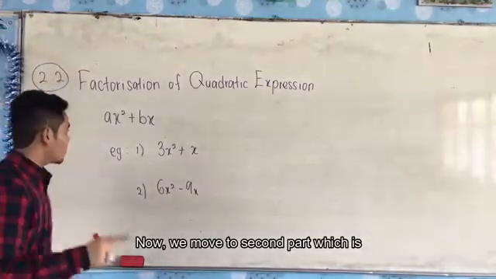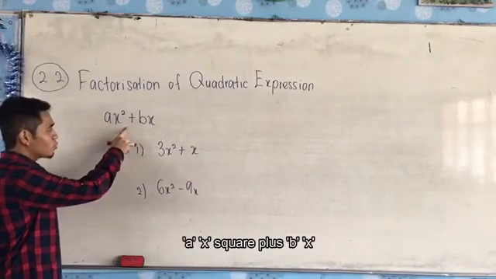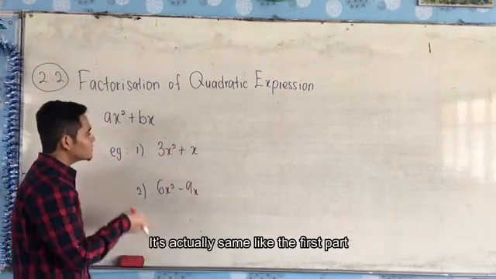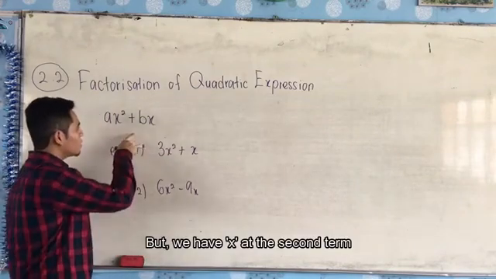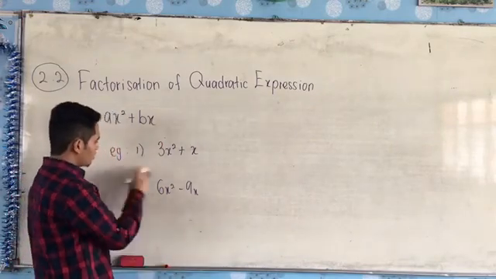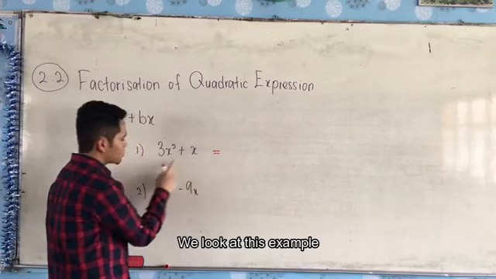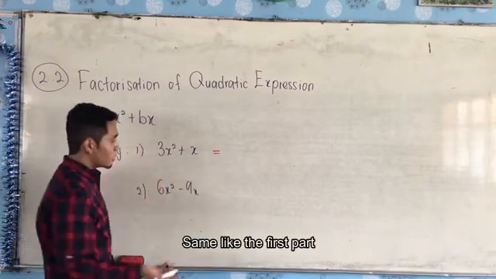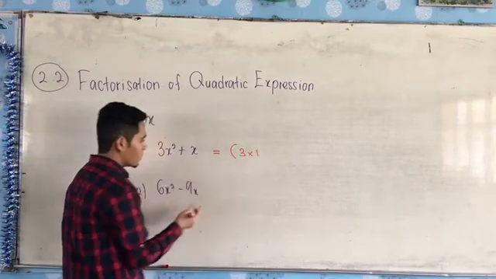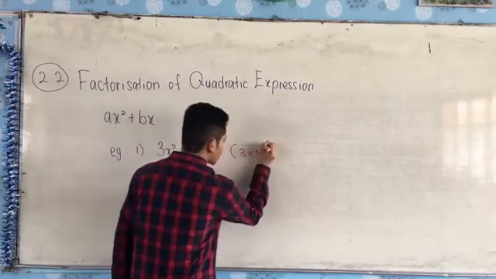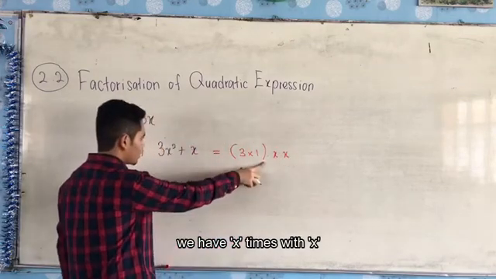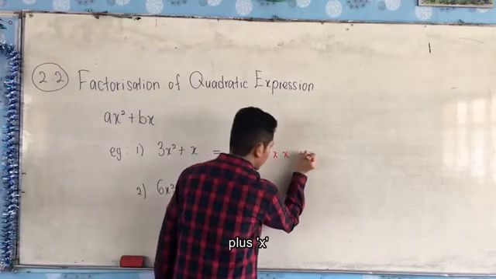Now we move to the second part, which is ax squared plus bx. What we need to do is actually the same as the first part, but we have x at the second term. So we look at this example. Same as the first part, we list down the factors. Yes, the factors. Next, for x, we have x times x plus x.